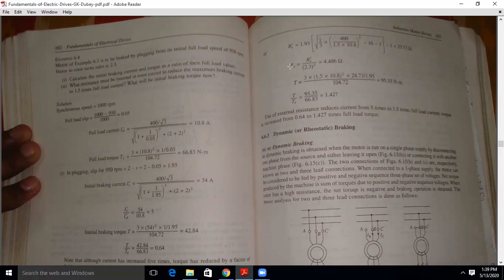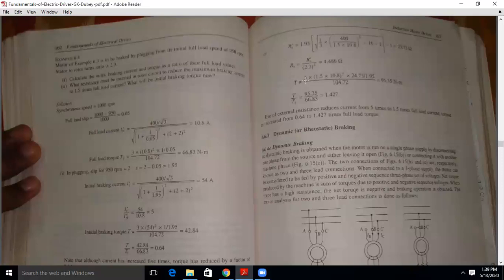Now we need to have this particular rotor resistance, the external resistance. We got Re dash, divided by 2.3. What is this? It is the stator to rotor turns ratio, 2.3 square, and it is Re as 4.486. This is the external resistance we need to add.